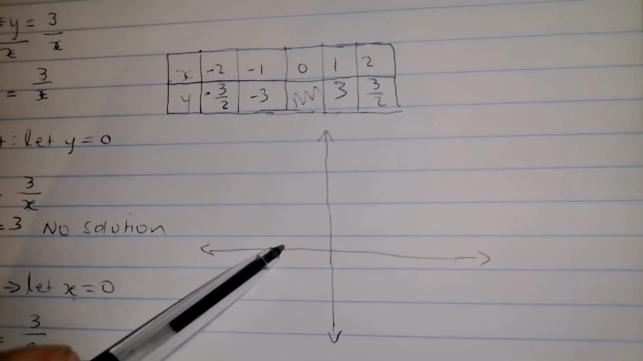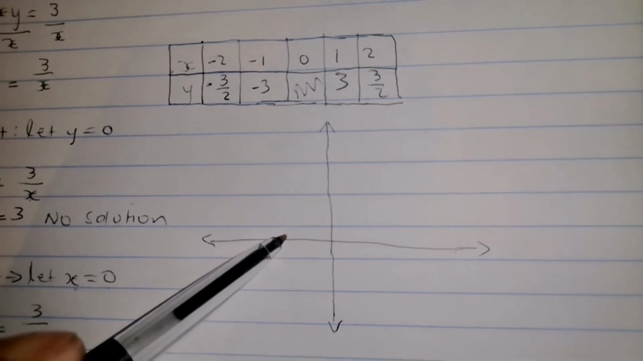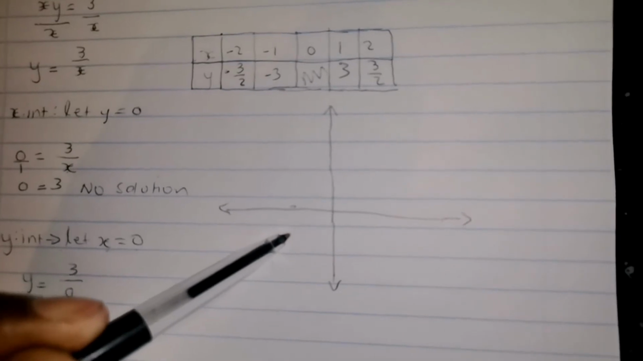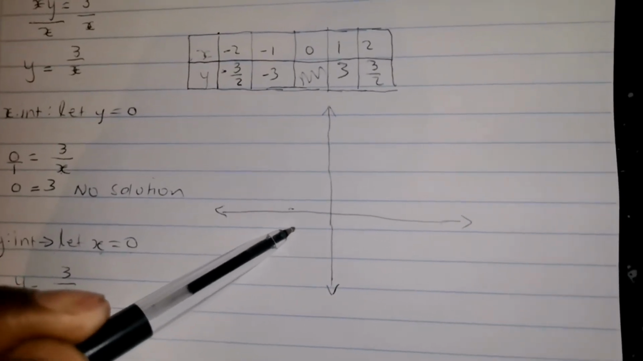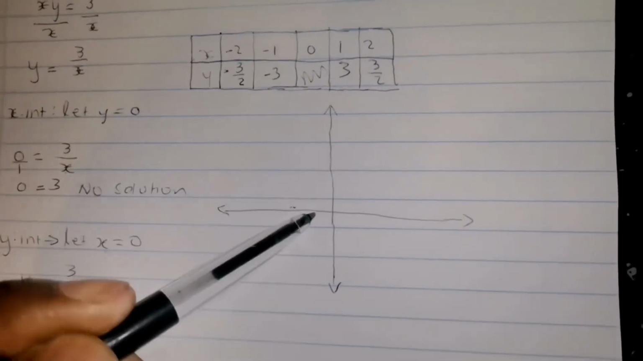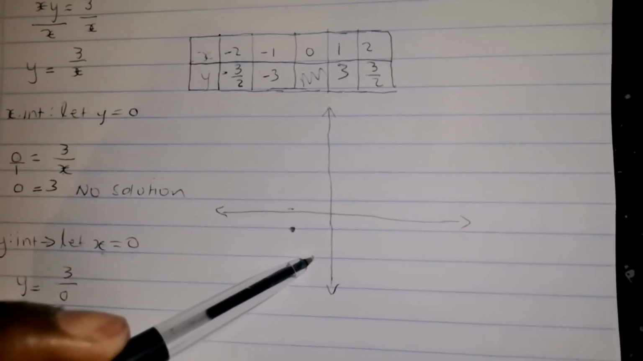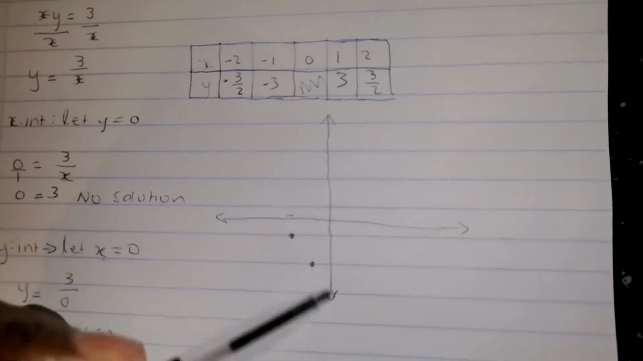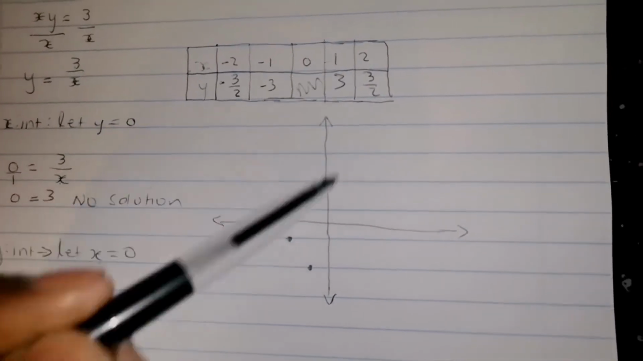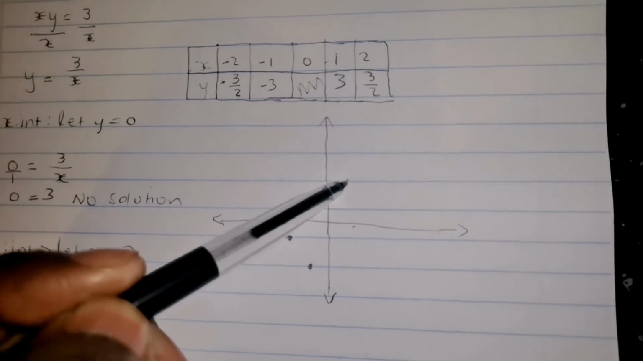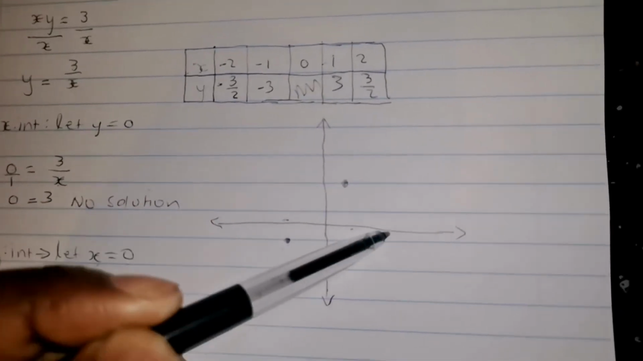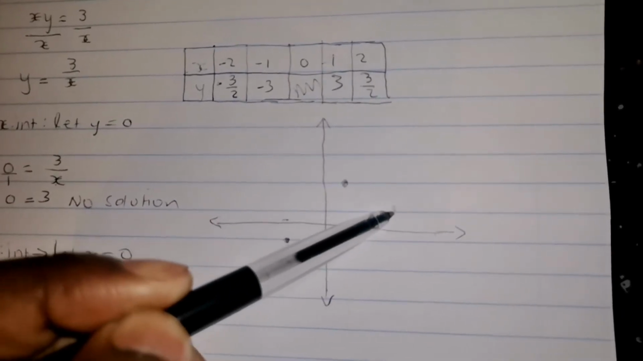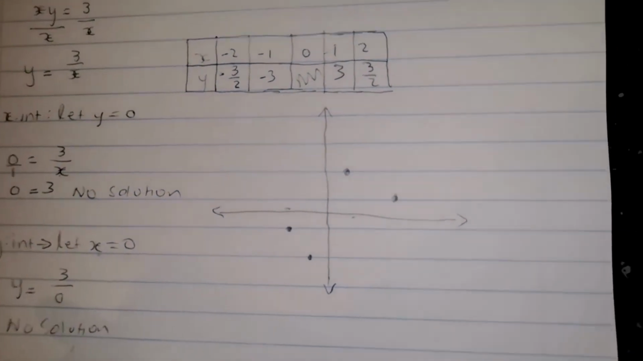Simple. -2, -3/2 is -1,5 perhaps. So it can be here. -1, -3 can be here. Then 0 is undefined, meaning you don't touch this line. Basically, 1 and 3 can be here. 2 and 1,5 can be here. Then you join the points.